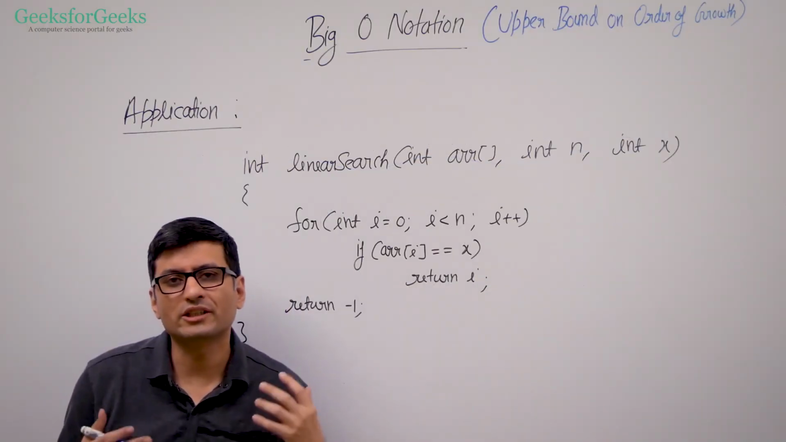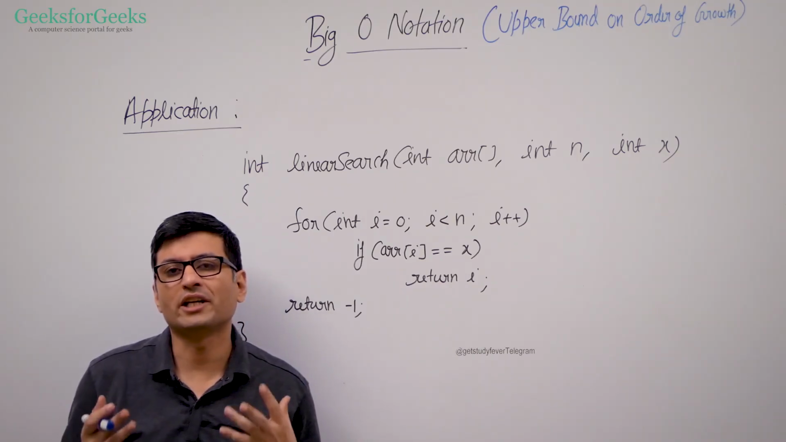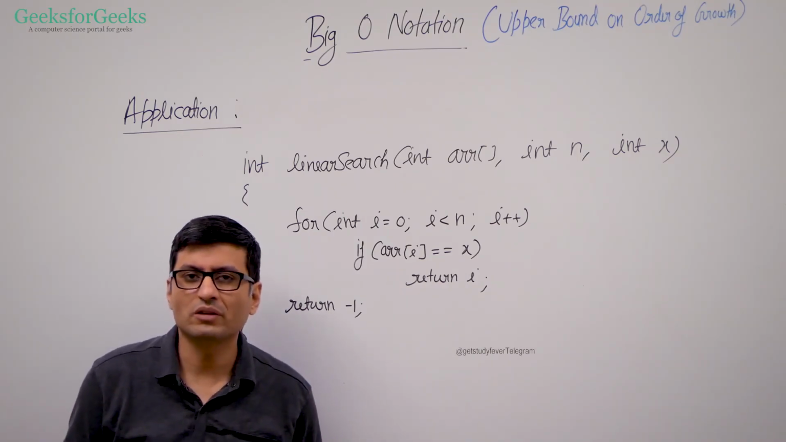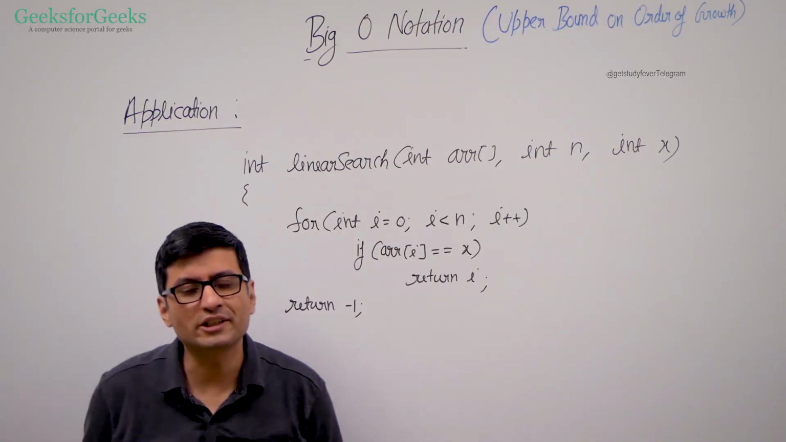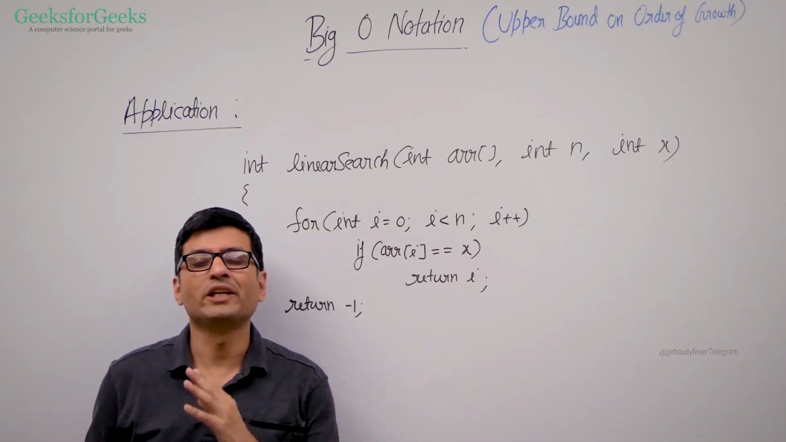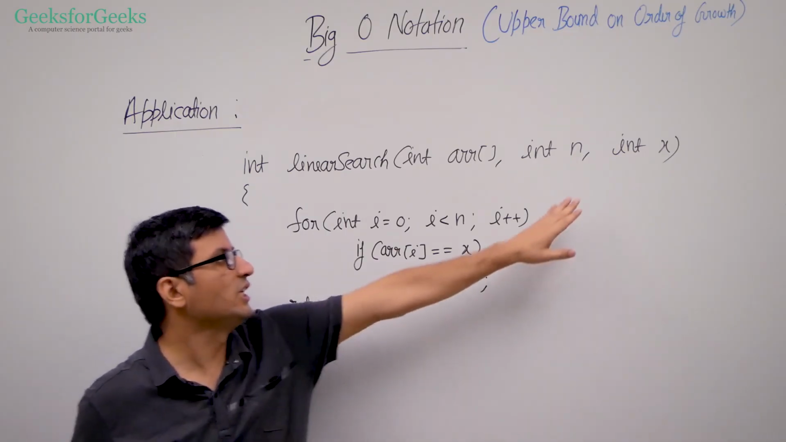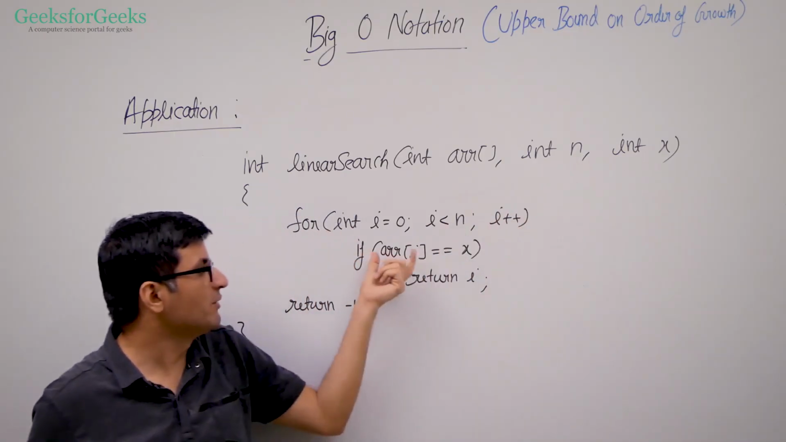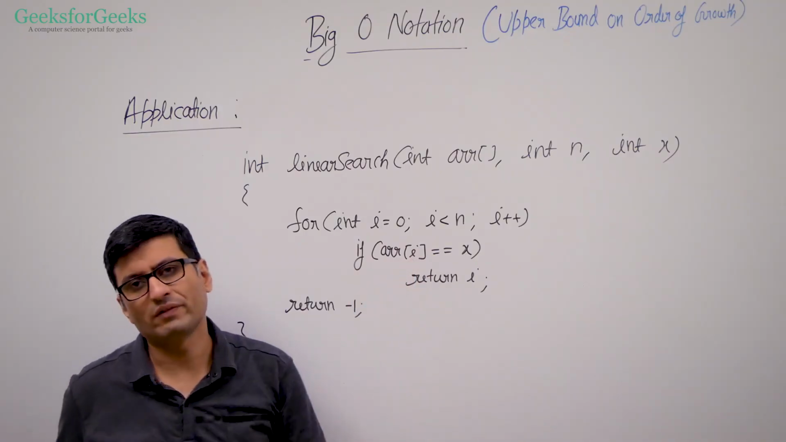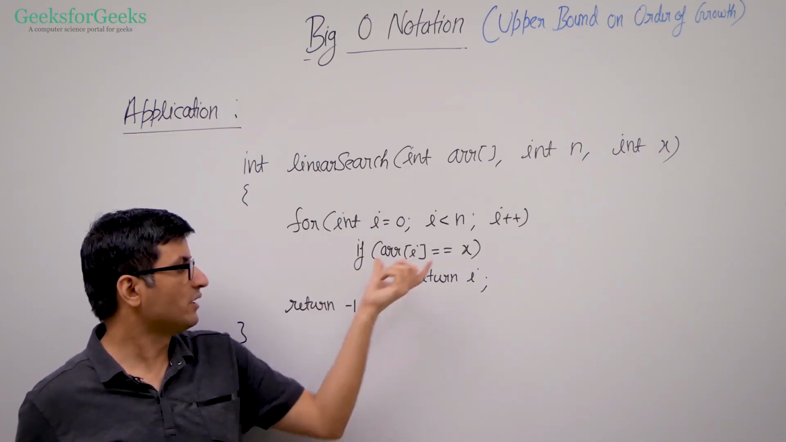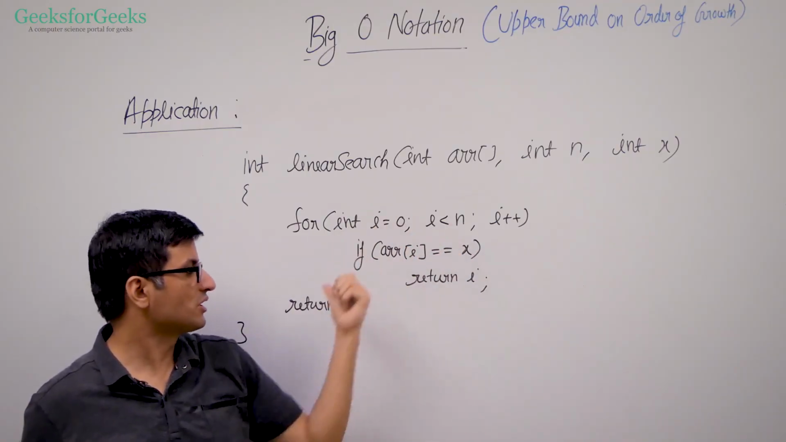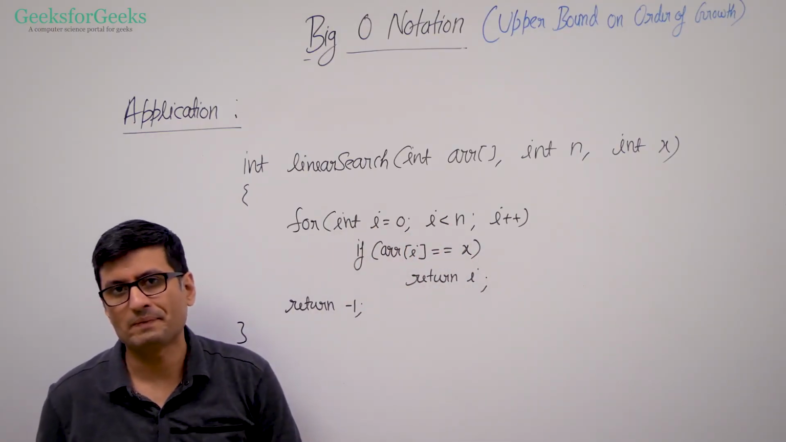Let us take a look at this example to get an idea how Big O notation can be useful. This is a function to do a linear search in an array. We linearly compare a given element x with every element of the array. If it matches, we return the index at that position. If it is not found after traversing the whole array, we return -1.